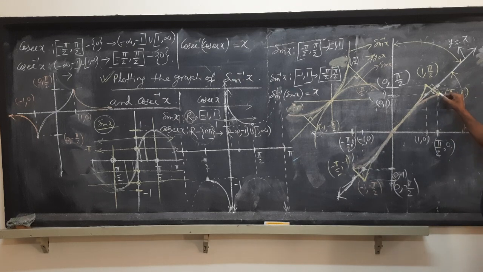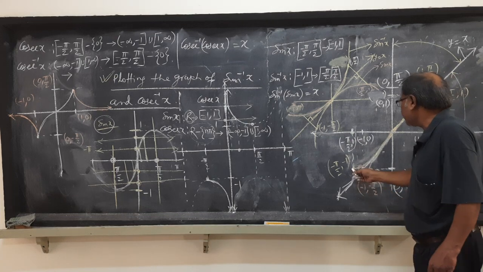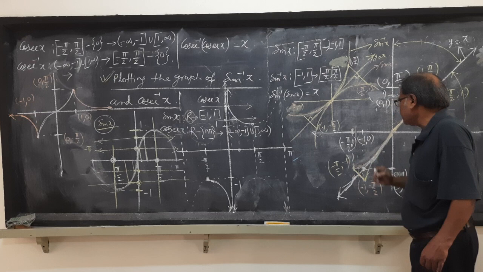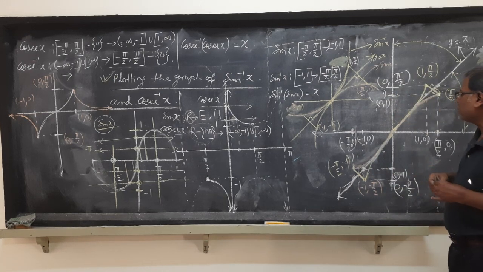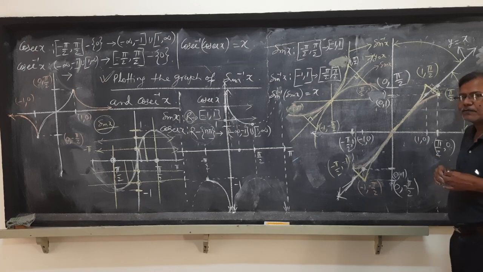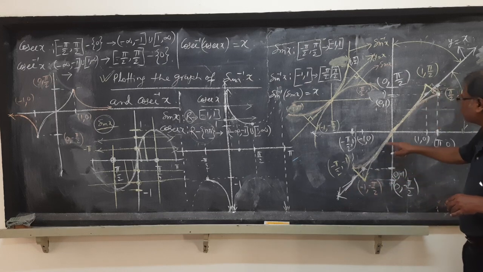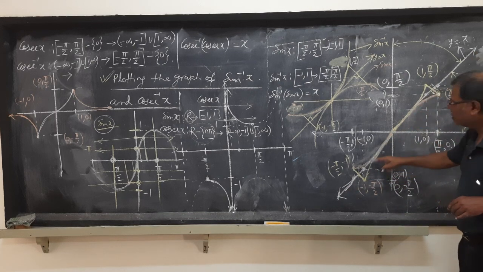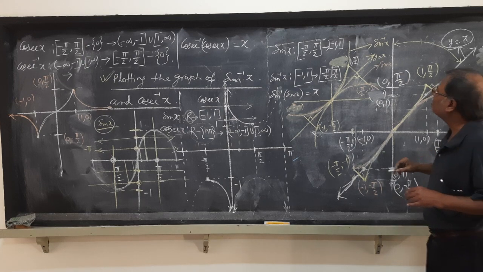So the coordinates of this point will be pi by 2 comma 1, and coordinates of this point will be minus pi by 2 comma minus 1. Now in order to plot the graph for the sin inverse x, an extra thing is drawn over here, which is nothing but the straight line y is equal to x. Why I have drawn this one? Let me just explain you.